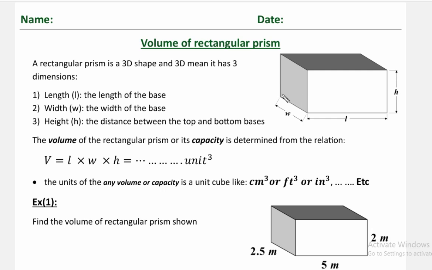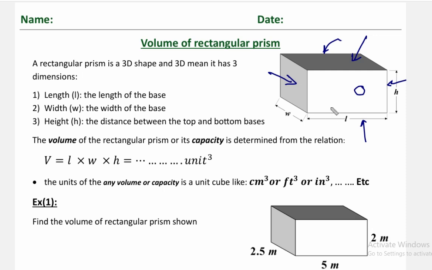Imagine this box shown. This box is a rectangular prism, and it has 6 faces. Each face is a rectangle. Which faces are these? We have 2 faces on the side, left and right, top and bottom, and front and back. 6 faces.